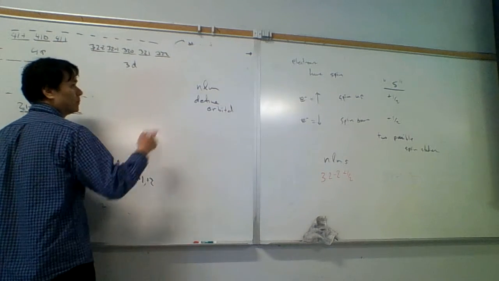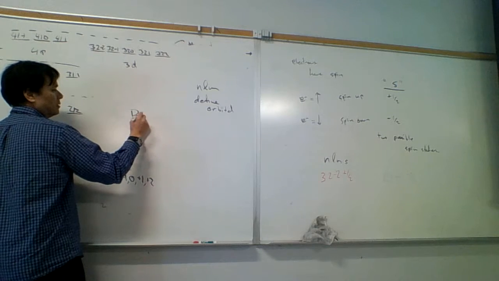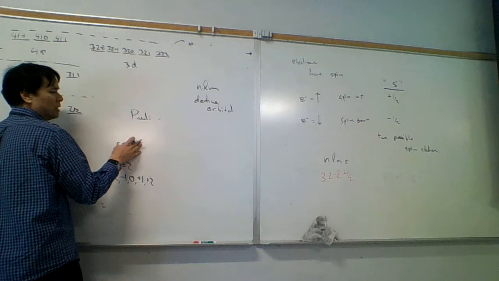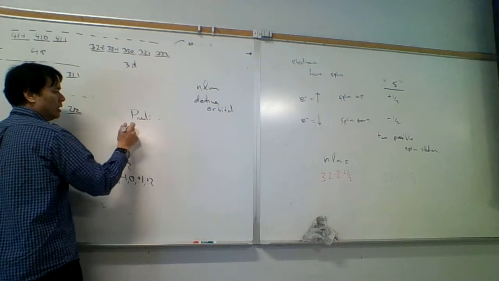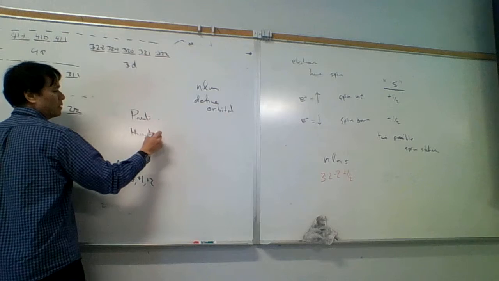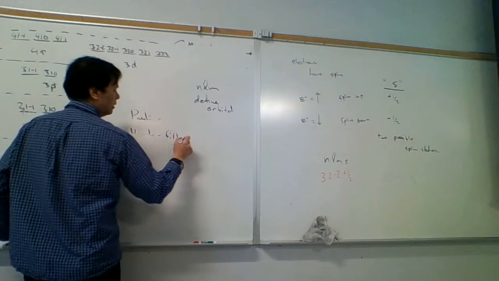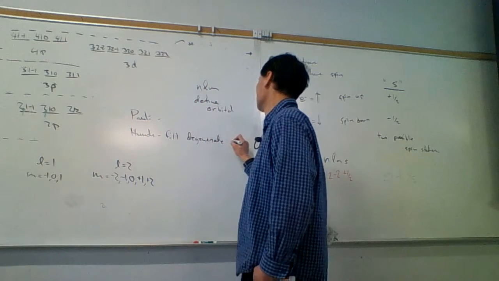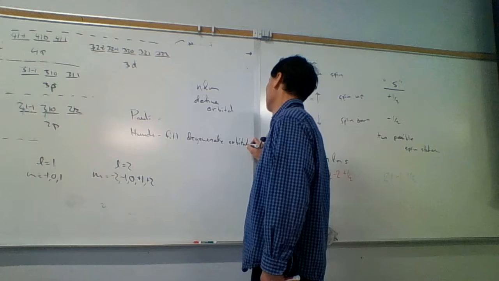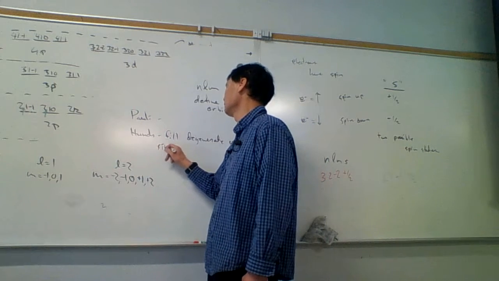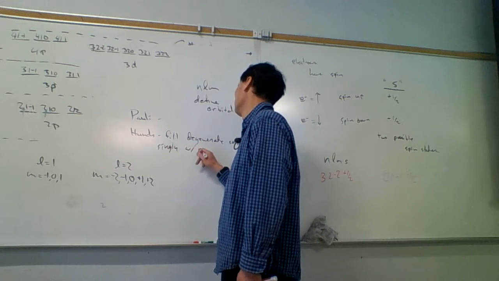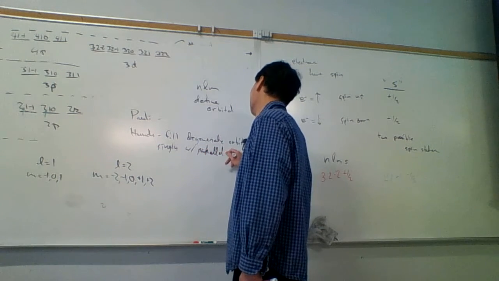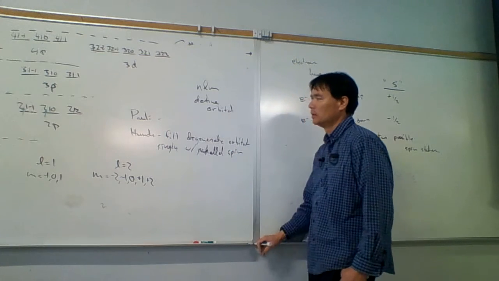Write this down. These are important. Pauli is important. Pauli says max capacity 2 electrons, opposing spin. Hund's says fill degenerate orbitals, degenerate just means the same energy, one at a time or singly with parallel spin. So that's what I did.